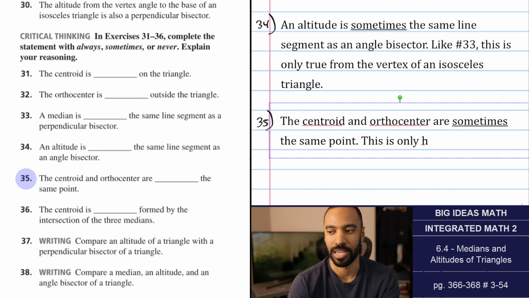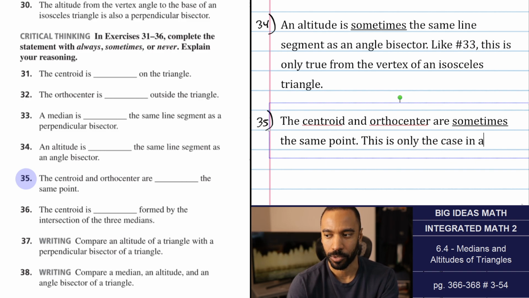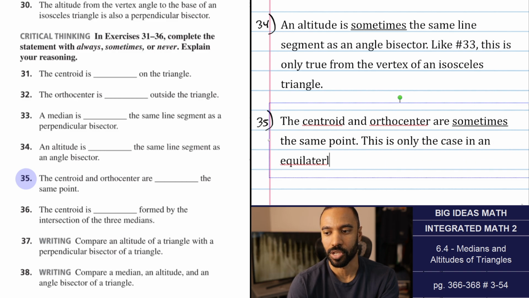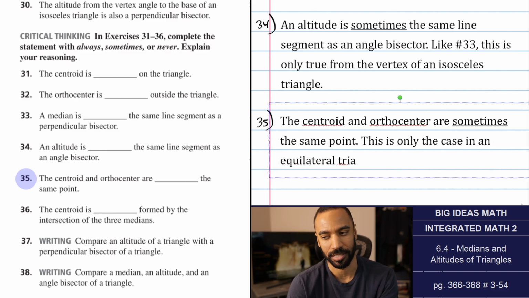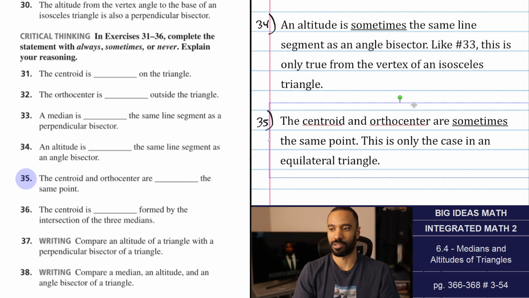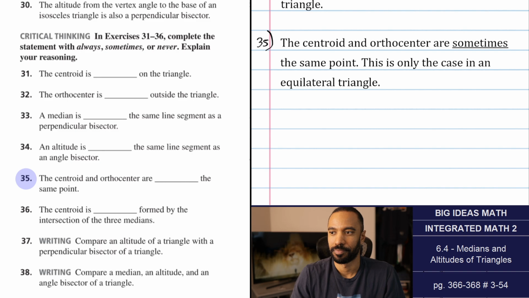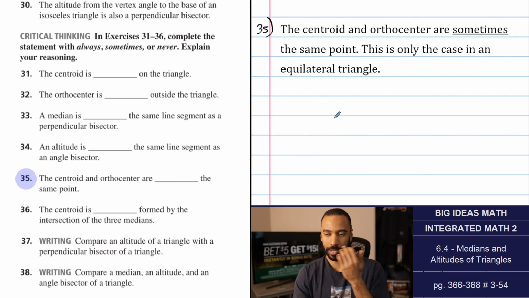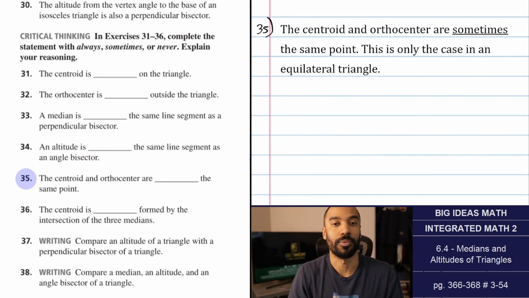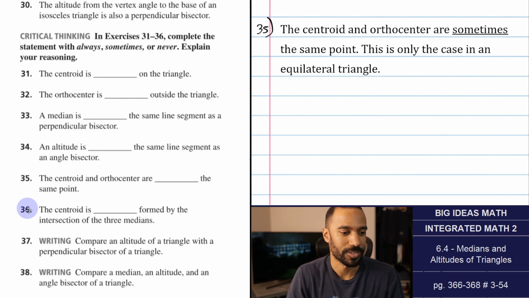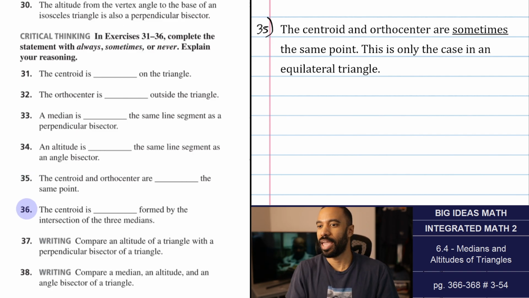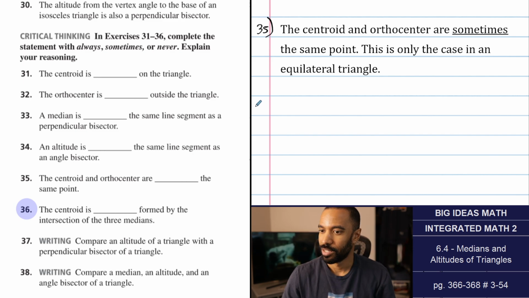This is only the case in an equilateral triangle, because all of them would have to be perpendicular bisectors that are also angle bisectors, that are also medians, that are also all these kinds of things. So when does it work? Equilateral triangles. When doesn't it work? In not equilateral triangles. All right. And number 36.